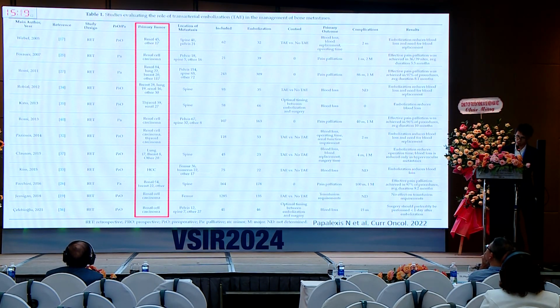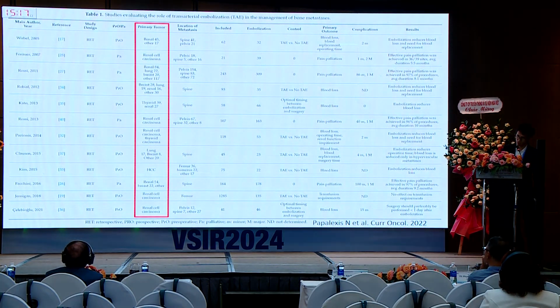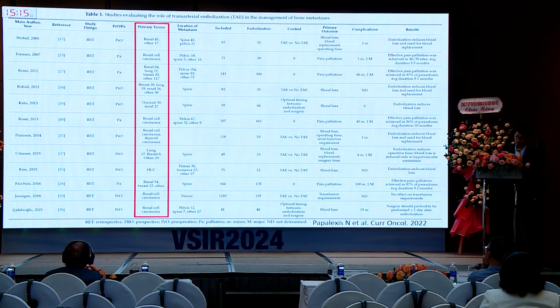In addition, you can see there's an abundance of literature showing the benefits of embolization in bone metastasis, primarily in renal, lung, breast, HCC, thyroid. Most of the prospective trials are all done to show decreased blood loss as well as decreased operating time. And most of the retrospective literature shows improvement in pain.